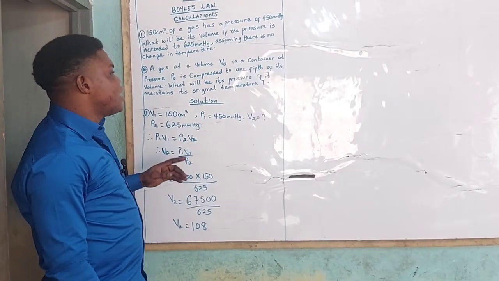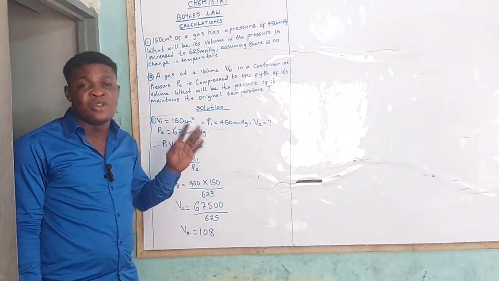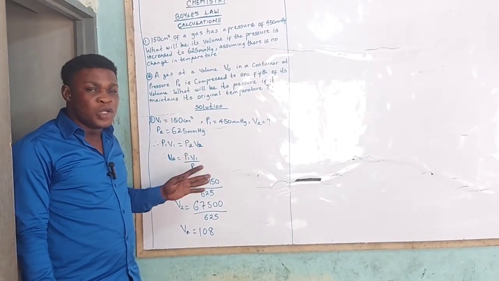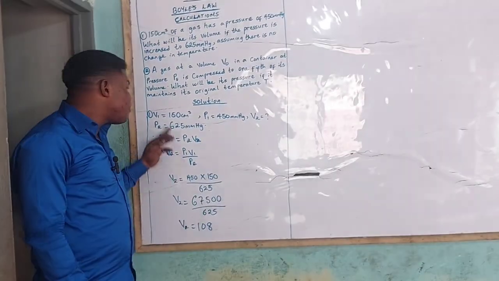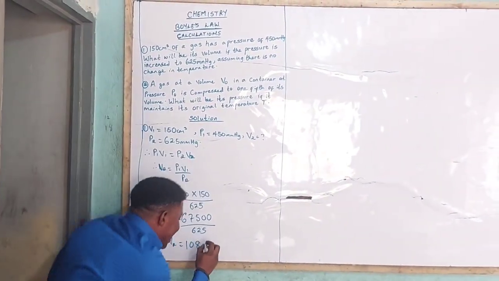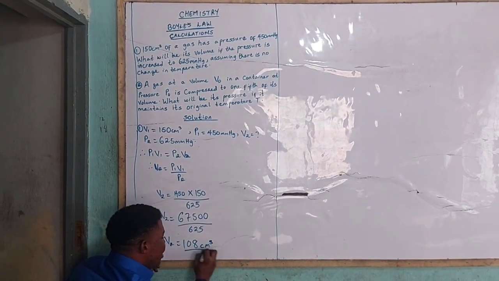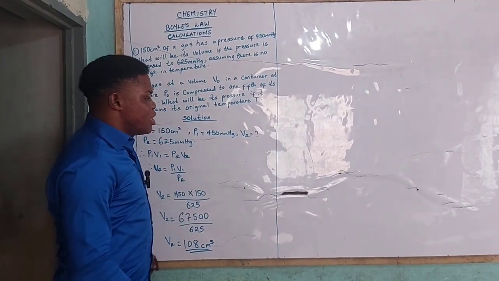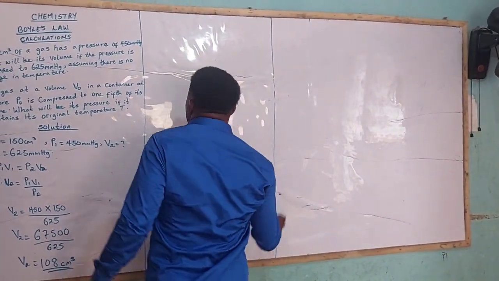But one thing I will tell students is, don't forget your parameters. Your parameters are very, very necessary, and your units. You understand that? Your units in your parameters are necessary. We are calculating for volume, and the first volume is given in centimeter cube. So definitely, our answer must carry centimeter cube: 108 centimeter cube. Is this clear? I hope that is clear. Let's do the second question.